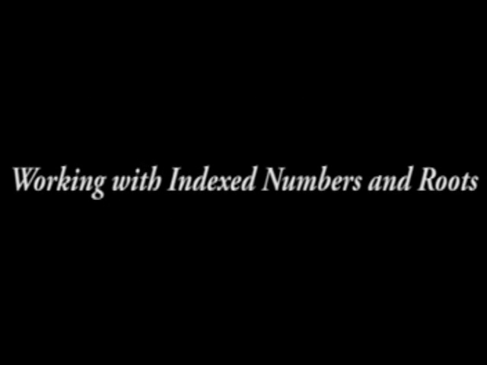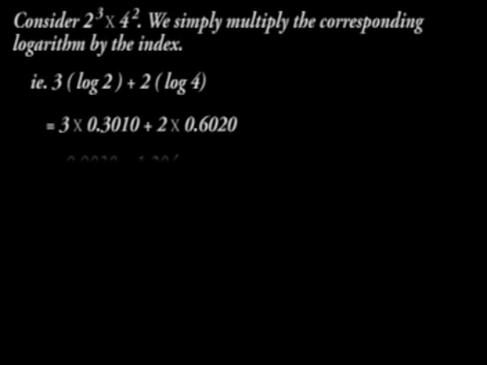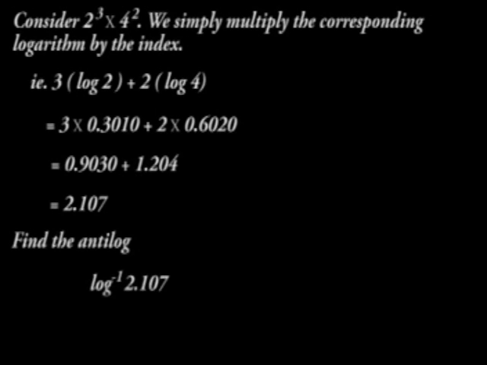Working with indexed numbers and roots. Consider 2 raised to power 3 times 4 squared. To work this out, we simply multiply the corresponding logarithms by the index. That is 3 times log 2 plus 2 times log 4. And the answer will be 3 times 0.3010 plus 2 times 0.6020, giving us the answer as 2.107. We find the antilog of that and we end up with 128.